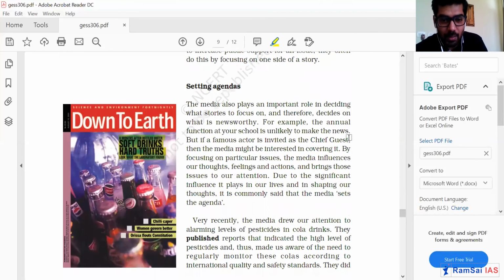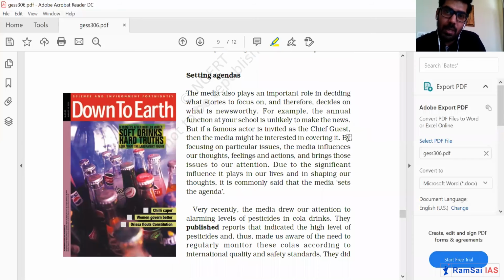So, setting agendas. Now, when you study political science as your optional, you will come across a famous concept called narrative or discourse. Now, what is this narrative or discourse? Let us very briefly try to understand it. Like what we are talking about, what is the mood of the country? You are talking about it, you are reacting to it. This is what is called narrative or discourse.